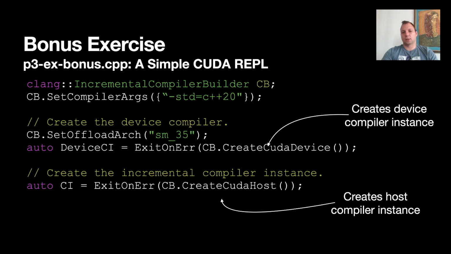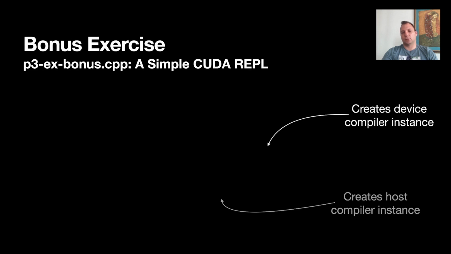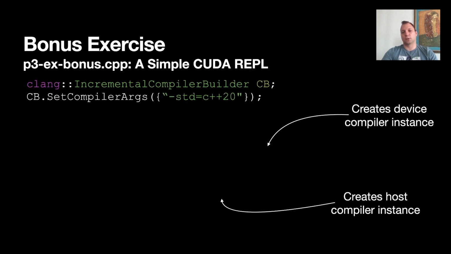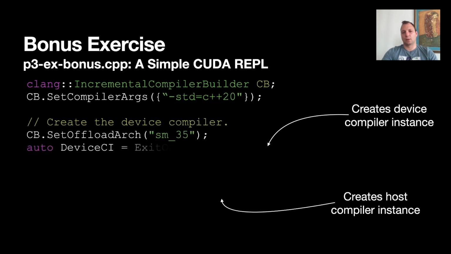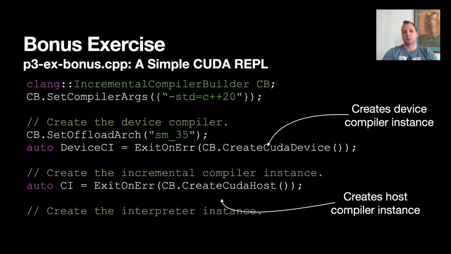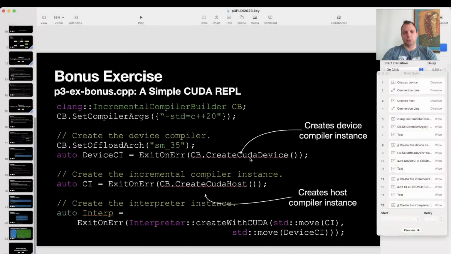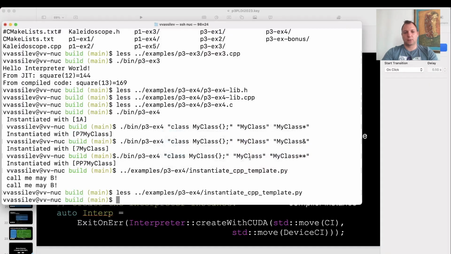And this time, instead of creating a single compiler instance, we need to create two compiler instances. One is for the device and one is for the host. And then we want to pass them to the interpreter pointer construction here. I clicked one too many times. And we're off to the races. We could execute CUDA and C++ code. So we could see real quick.